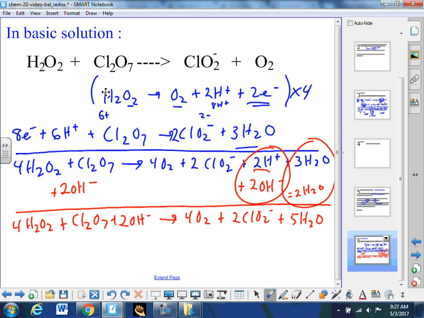In terms of balancing, we can check this. Here we have 4, 6 hydrogens, or 10 hydrogens. 4 times 2 is 8, plus 2 is 10. That gives me 10 hydrogens there. We've got 2 chlorines, 2 chlorines, and we have 8, 15, 17 oxygens, 8, 12, 15 oxygens. So all the elements balance. The reactant side has a net charge of 2 minus, and the product side has a net charge of 2 minus. That is a balanced reaction.